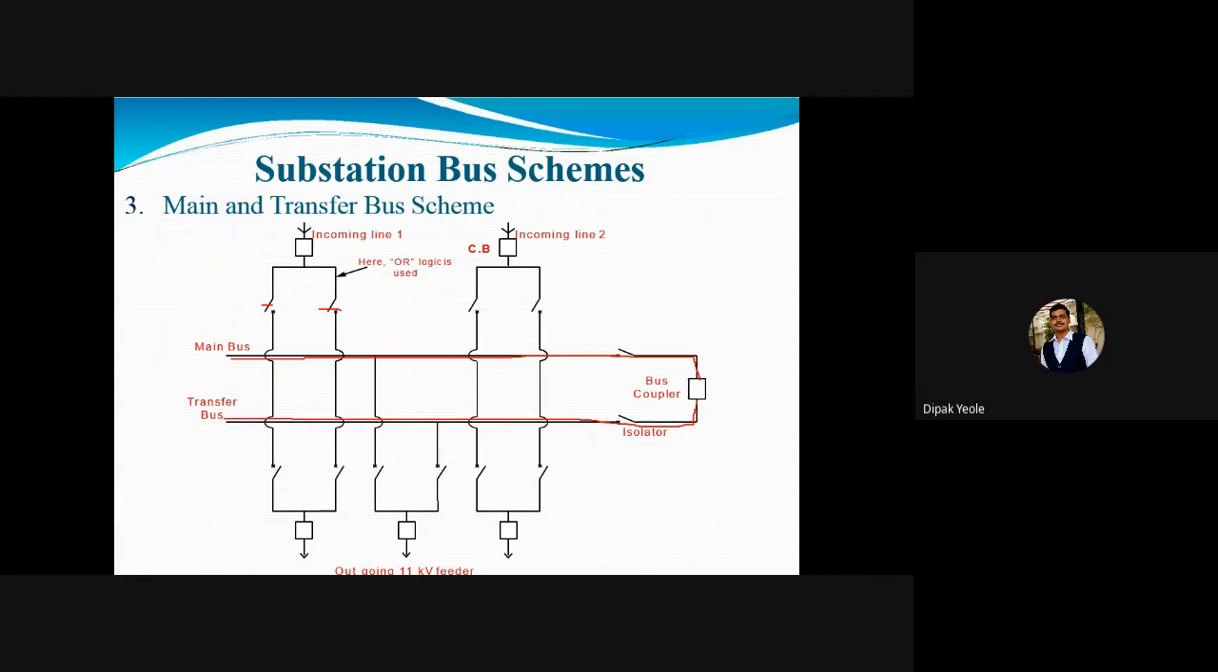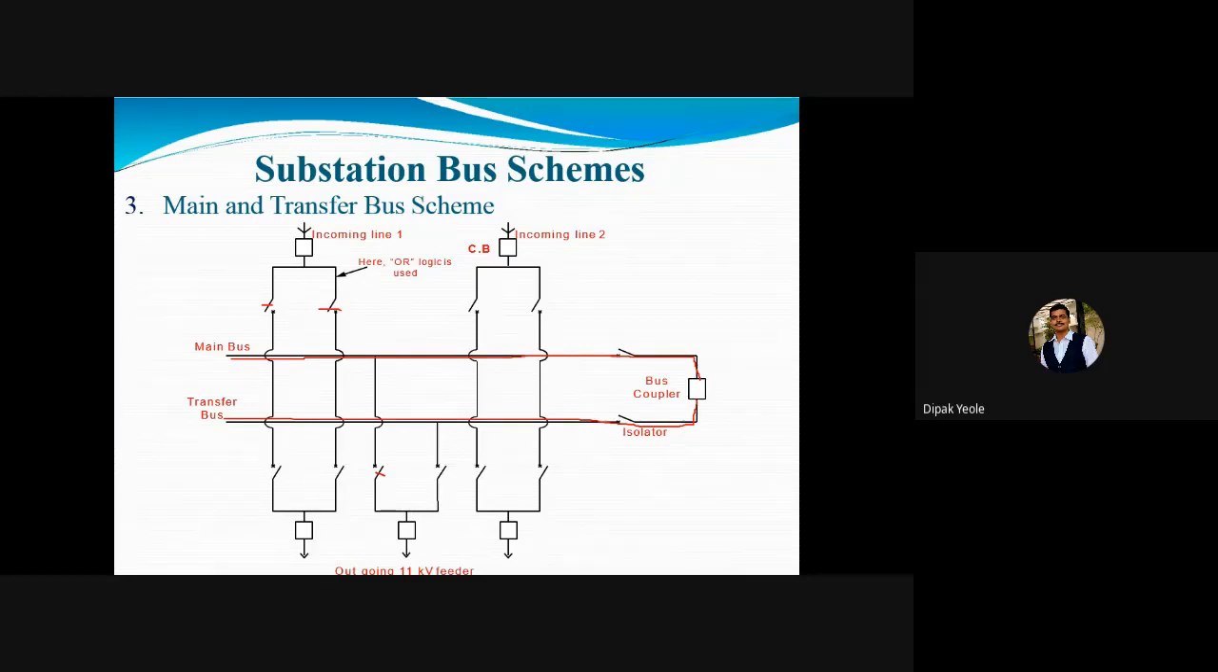But if you are interested in connecting this main bus and transfer bus, then we have to connect this main bus system via this jumper with this disconnector, and with the help of this transfer bus. So this is the connection of main bus to the transfer bus.